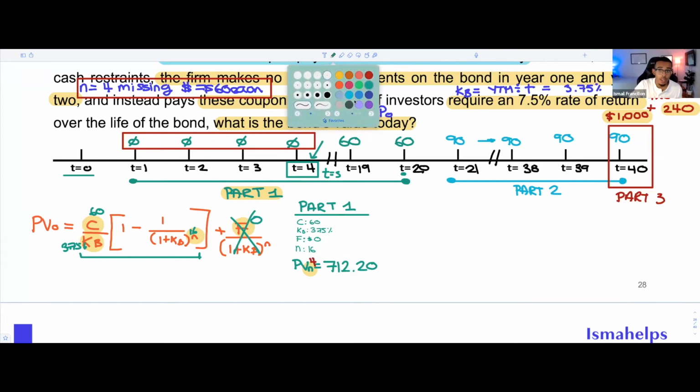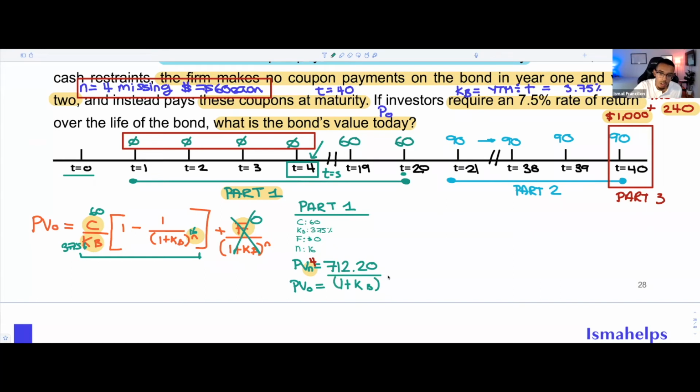Now, I think we could all agree that that's not the present value, right? We're 4 years ahead. We need the present value today, so we need to solve for PV0. In order to do that, you just put this over 1 plus kb, to the power of n, in other words, to the power of 4. What I want you to remember, a really easy trick on the exam if you don't remember what to do with the timeline: the number of payments that were missed will be our n. We missed 4 payments, therefore our n will be 4. That's another way to look at it.